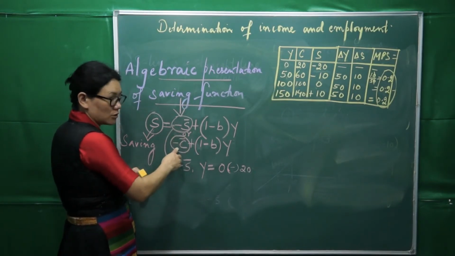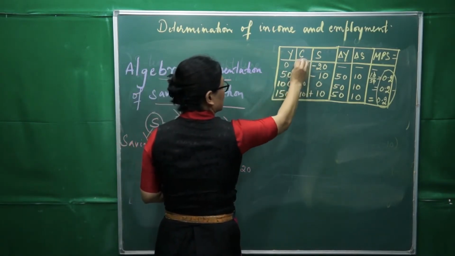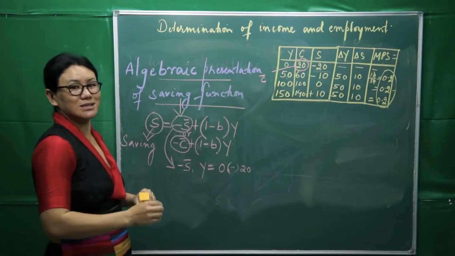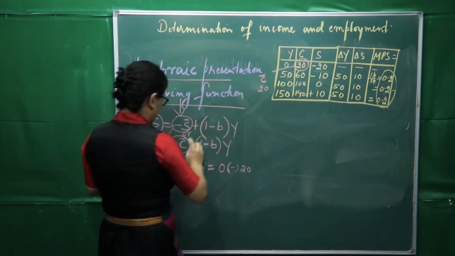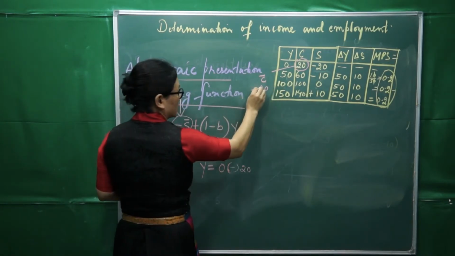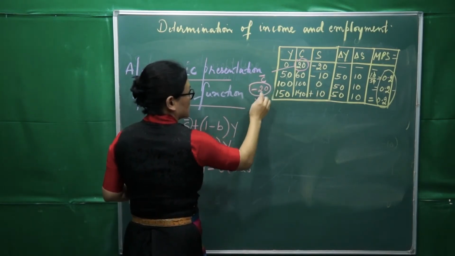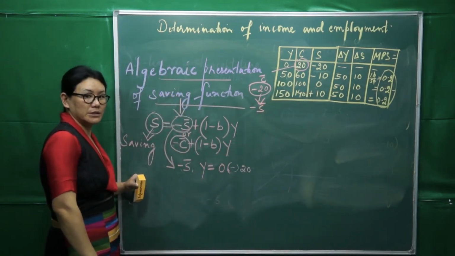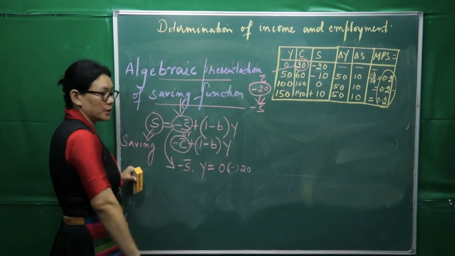Okay. Then what is this? Instead of this one, we can also make use of this one. What is this? C bar. C bar is this one, which is given as 20. This is autonomous consumption, which is given as 20. And now minus C bar, 20. So you can use anything here.